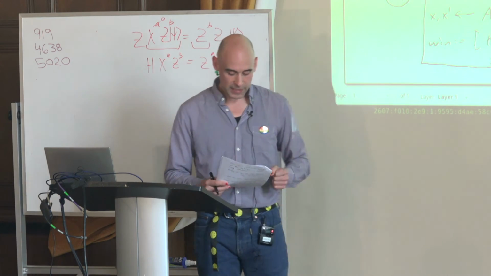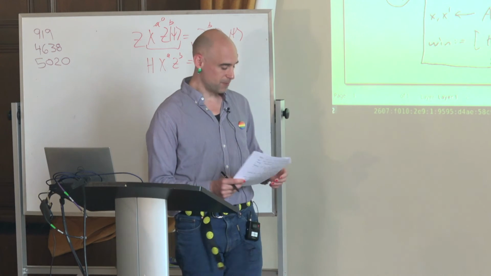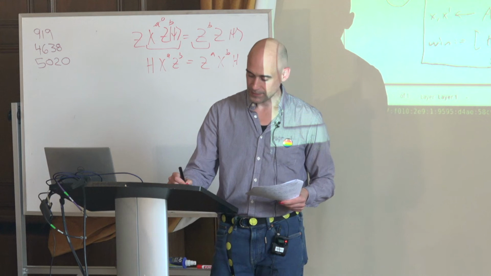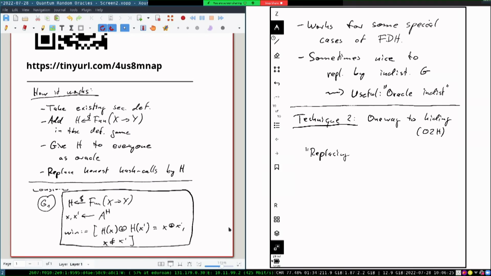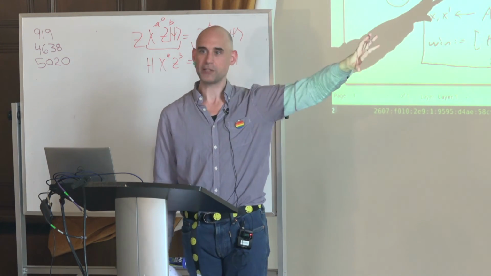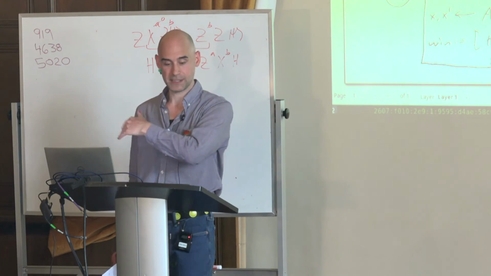So what is one-way to hiding about, or what kind of problems does it want to solve? When you use the replacing the random oracle technique, this replaces the random oracle from the very beginning. Before anything else happens, you change your random oracle to some other random oracle, and then everything runs in the same way.